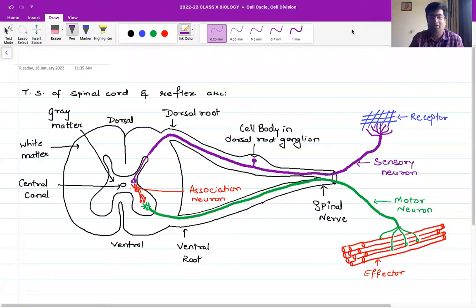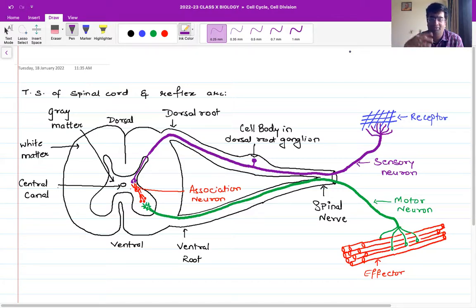A reflex action or a reflex arc will always involve the following components. We'll have a receptor, in which you have the sensory cells that receive the stimulus and convert it into an impulse. Then you have a sensory neuron that will receive the nerve impulses and carry it towards the CNS. And you have an association neuron that receives the incoming sensory impulse, analyzes it, interprets it, and generates an outgoing motor impulse, which is then carried by the motor neuron.